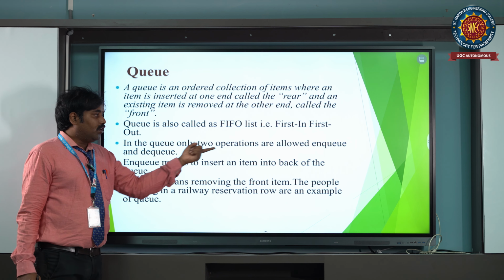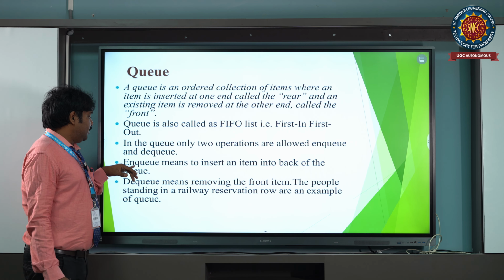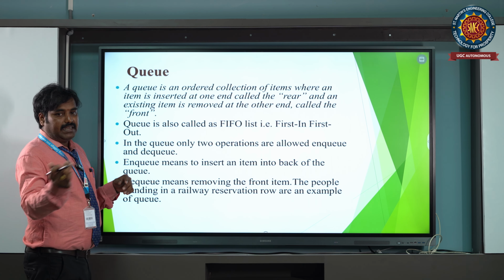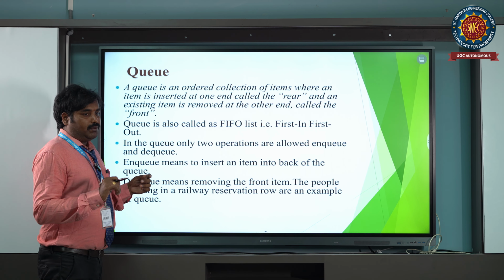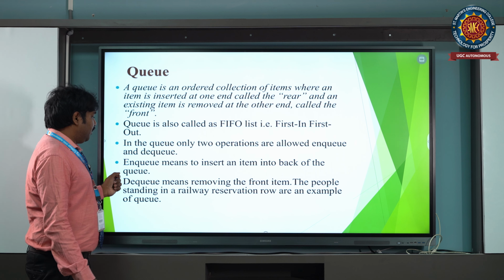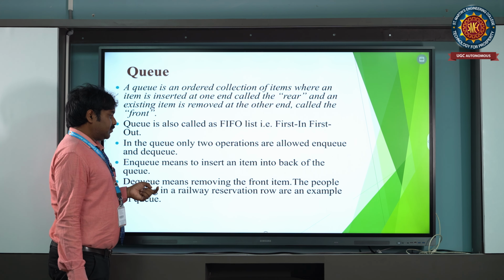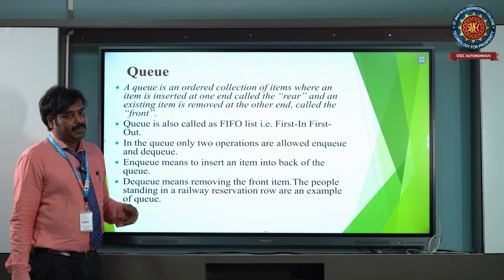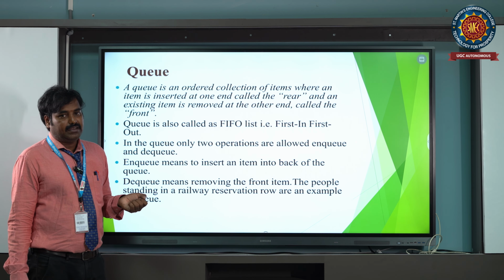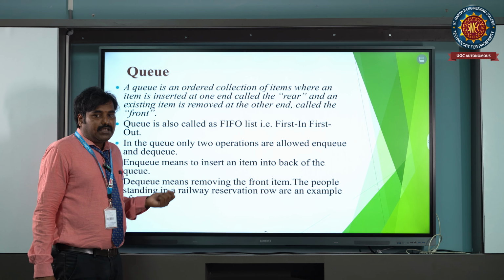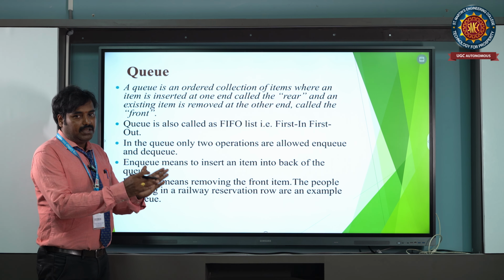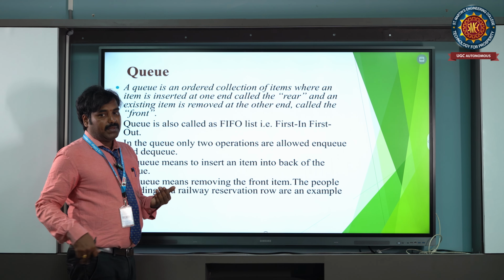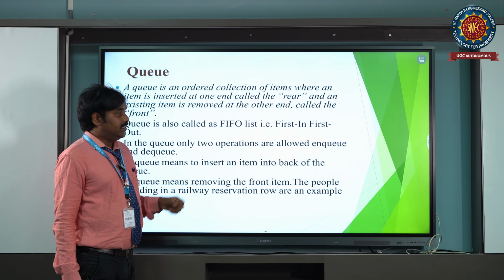In a queue, only two operations are performed, enqueue and dequeue. Enqueue means inserting an item at the back of the queue, and dequeue means removing the item at the front. People standing in the railway reservation row are an example of a queue. Whoever is at the front comes out after taking the ticket, while new people are inserted at the rear end and removed from the front end. This is about the queue.